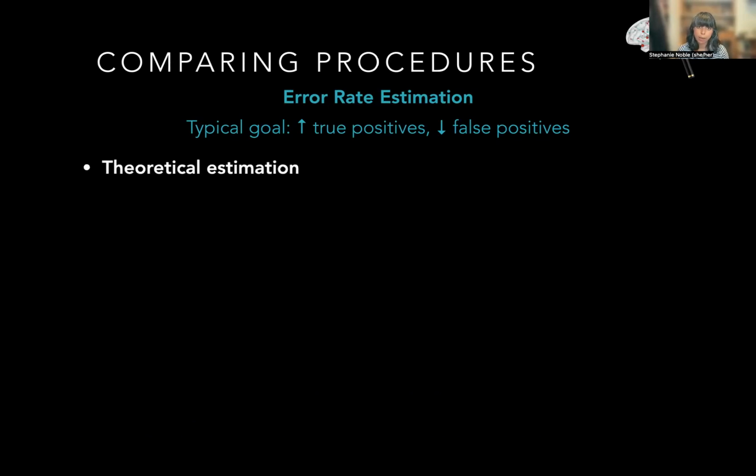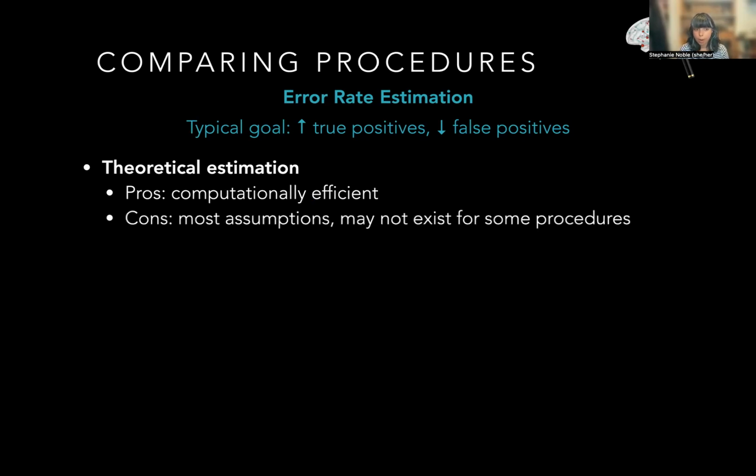I'm going to talk about three different typical procedures we could use to estimate errors. So there are theoretical estimation procedures. These can be computationally efficient. For instance, typical univariate power calculators are sort of like this. We estimate expected power based on theory. However, we tend to make quite a few assumptions for these procedures. And actually, some of these procedures may not exist for complex inferential procedures that we use in fMRI, for example.